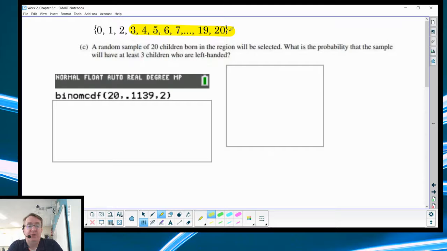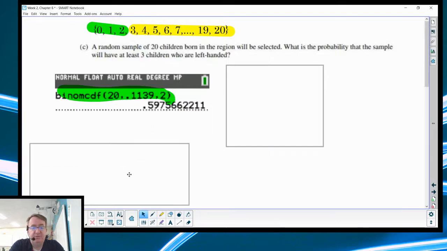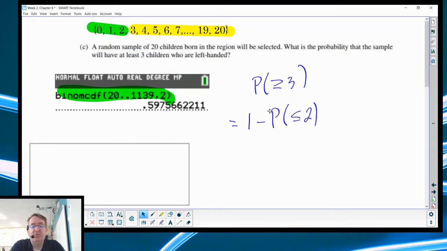So what's the probability the sample has at least that? Now, when you do binomial CDF, it only goes up from the left. So this number that we're typing into a calculator is only this part. Whatever that number turns out to be, which in this case is about 60%, we need to subtract that out. So the probability is right around 60%.